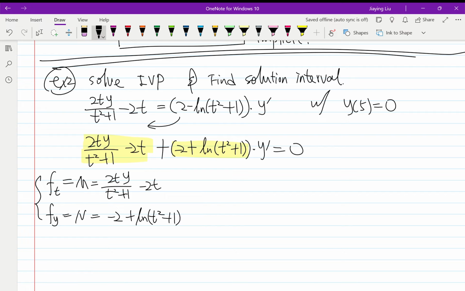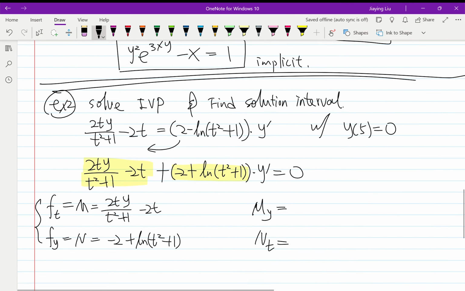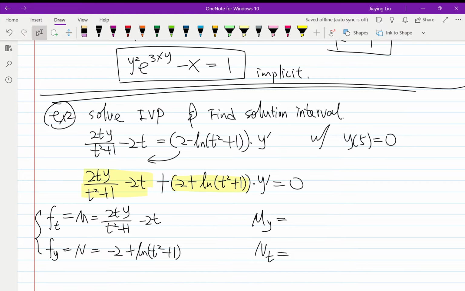Don't overthink those terms when you take the partial derivative. Sorry, n sub t. This is what I'm thinking. When I take the n and I want to find the m sub y, if I'm just looking at this, only the y matters. Everything else doesn't matter, right? So this is 2t divided by t squared plus 1 multiplied by y. So you can just think of this as some constant, like a number. If you have a number times y, when you take the derivative, you just get the number, right?